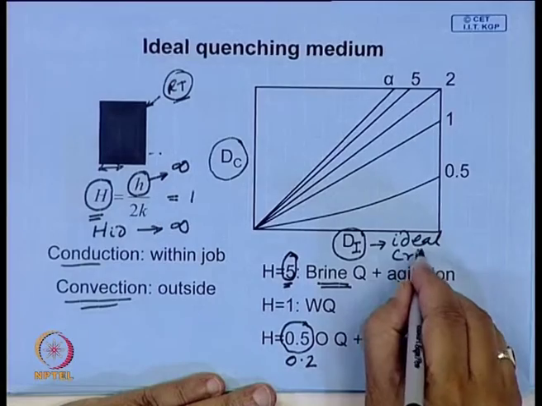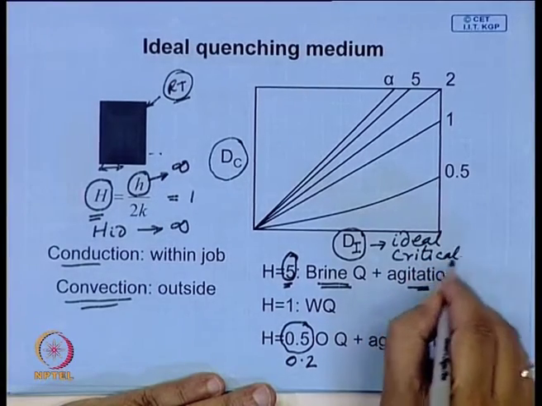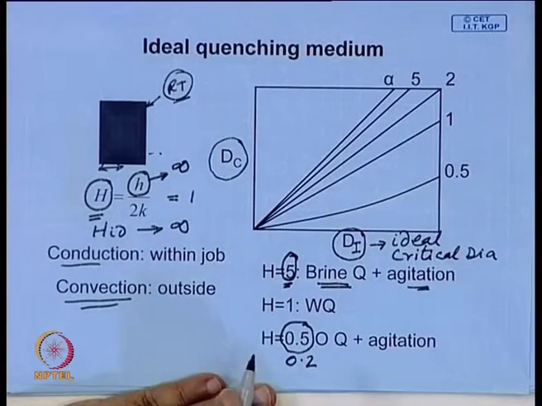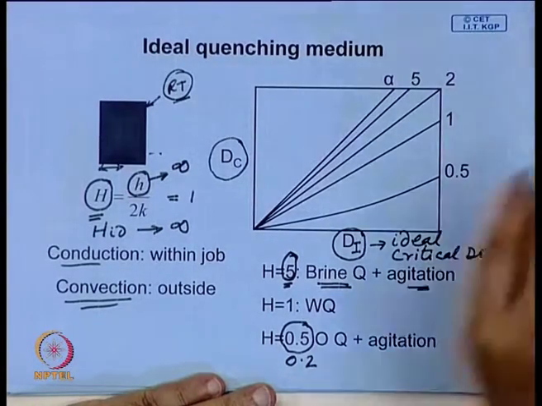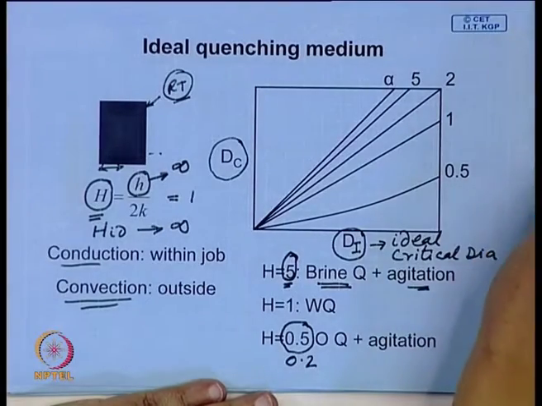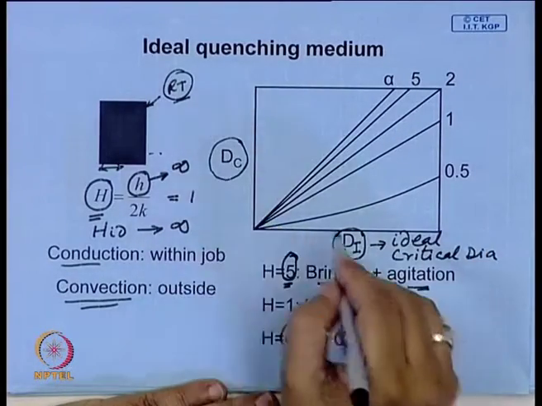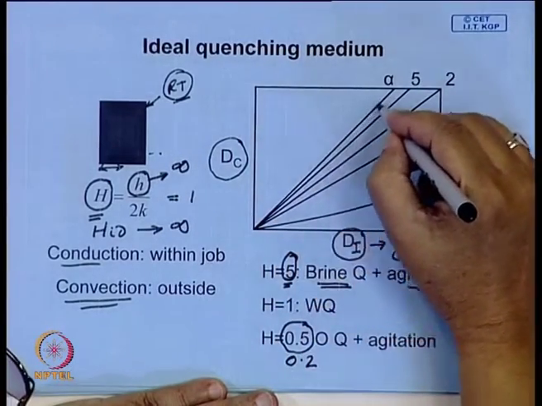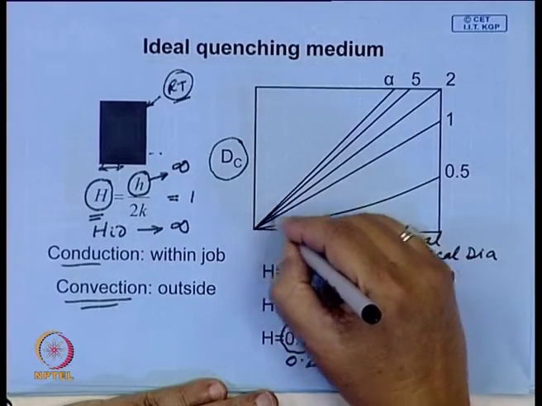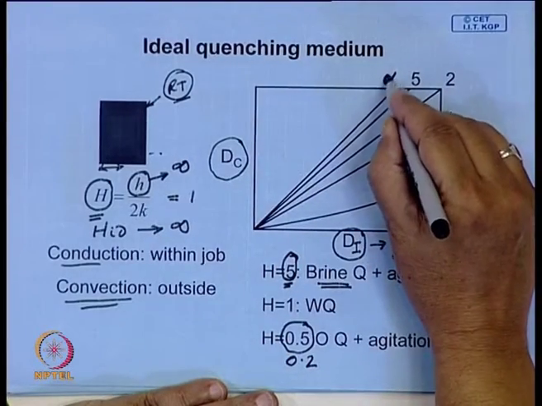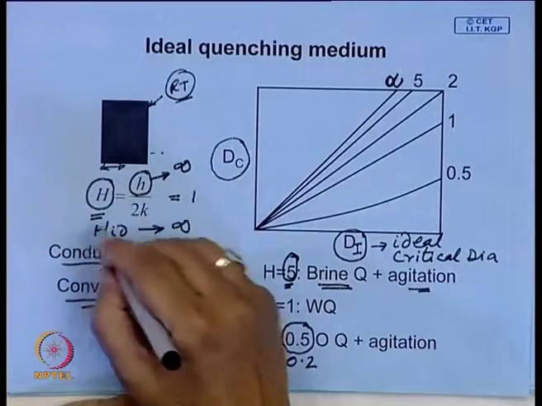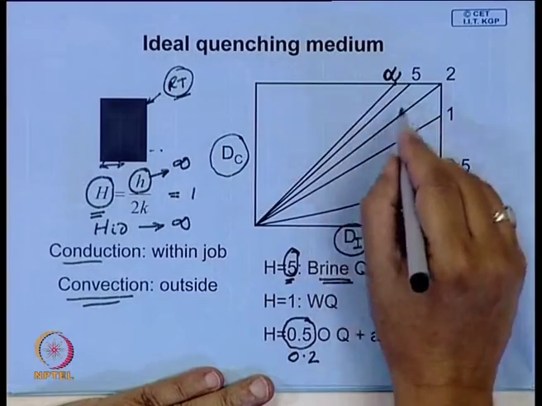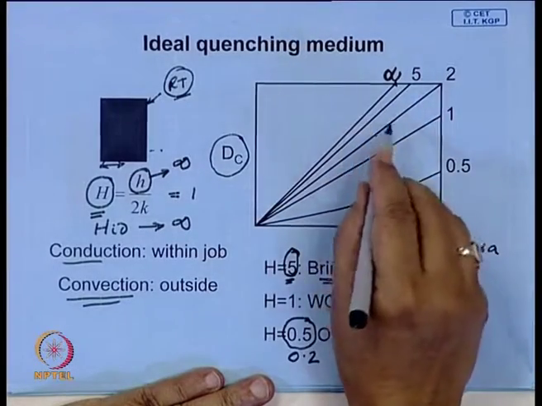Ideal critical diameter is defined, and this is the relationship between dC and dI. If you can draw such lines, these have been evaluated experimentally, the ideal quenching medium has infinite quenching severity. So, here this is the 45 degree line.